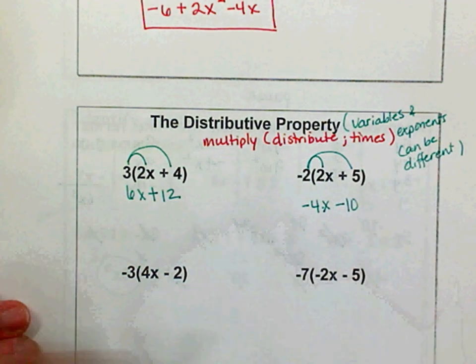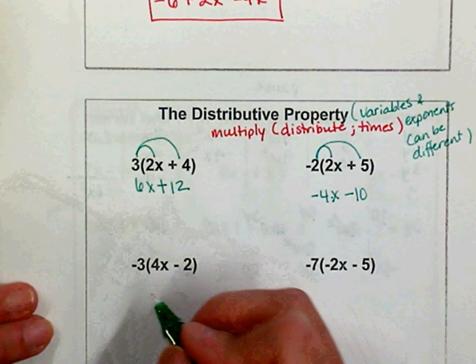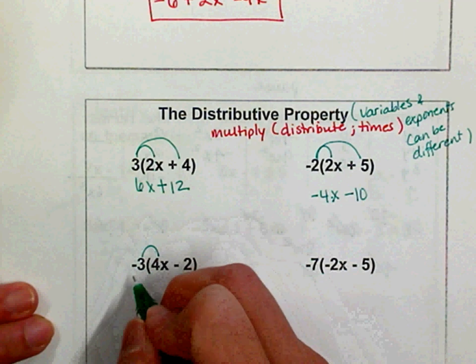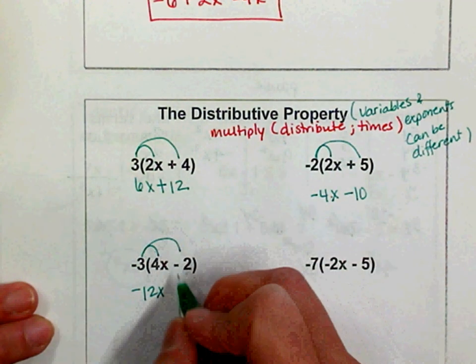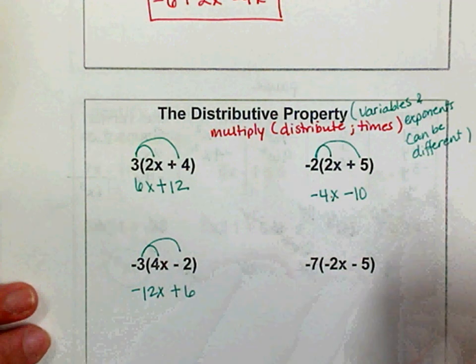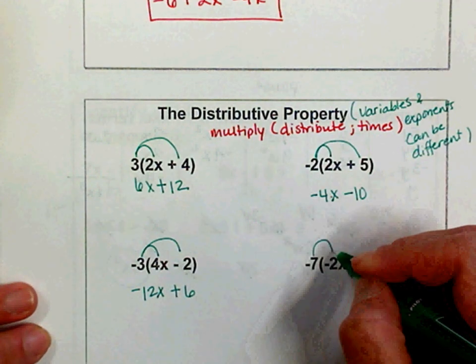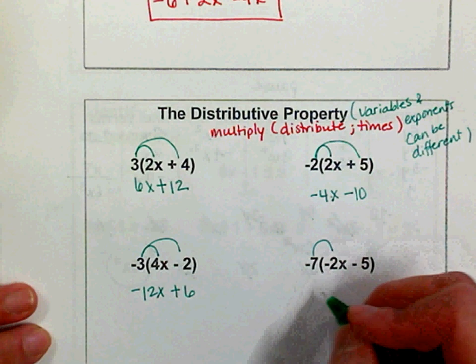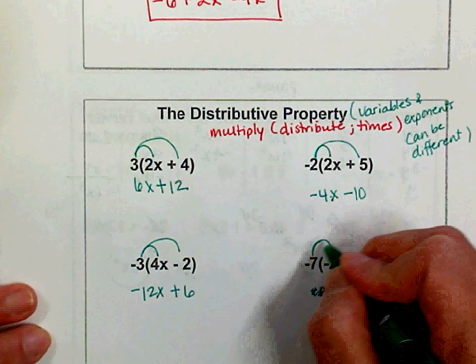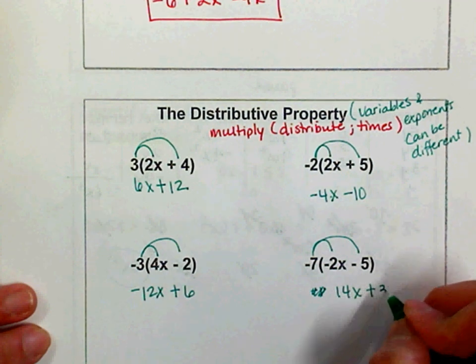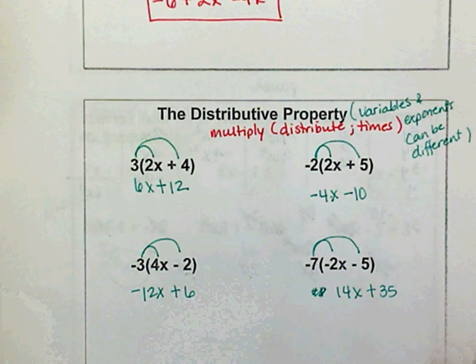Next one, negative 3 times 4x is negative 12x. Negative 3 times negative 2 is positive 6. Negative 7 times negative 2x is positive 14x, and negative 7 times negative 5 is positive 35. Okay. And there you have it.